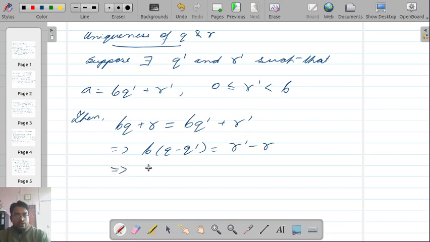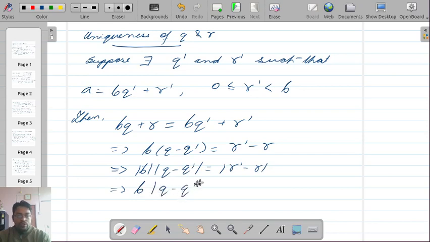So from here, if you take the modulus, it's mod B into mod of Q minus Q dash is equal to mod of R dash minus R, but mod B is B because B is positive, we have supposed. So mod of Q minus Q dash is equal to mod of R dash minus R. Now R dash and R, they lie between 0 and B, so mod of R dash minus R cannot be more than B.